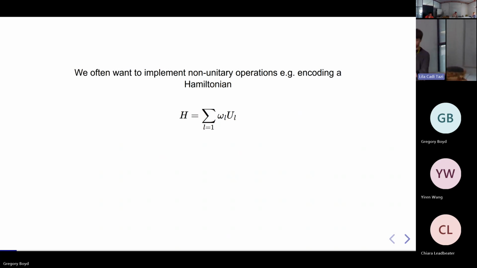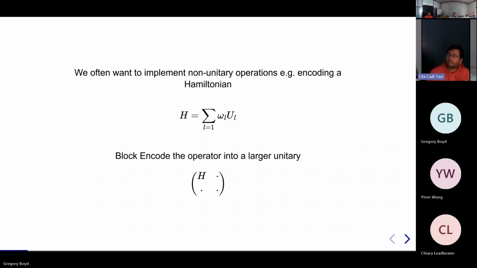And the most obvious one, which is very prominent in physics and chemistry, is the Hamiltonian of some system. Here I'm assuming we've been given a Hamiltonian as a sum of terms which contain these omegas, which are complex coefficients, and these U_Ls, which are some unitary. We can input some version of this Hamiltonian into our computer in a variety of ways. But one particular way is to use a so-called block encoding, where we have some larger unitary where only one corner of it encodes this non-unitary piece, which may include some scaling. So it actually can be put into a unitary, but I'm going to ignore the scaling in this talk.